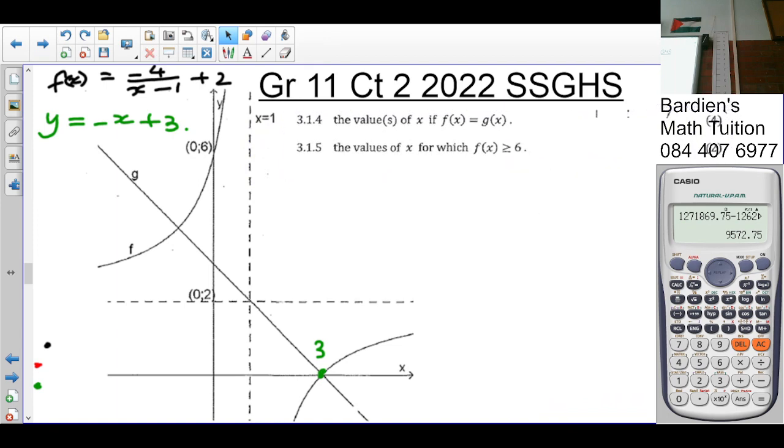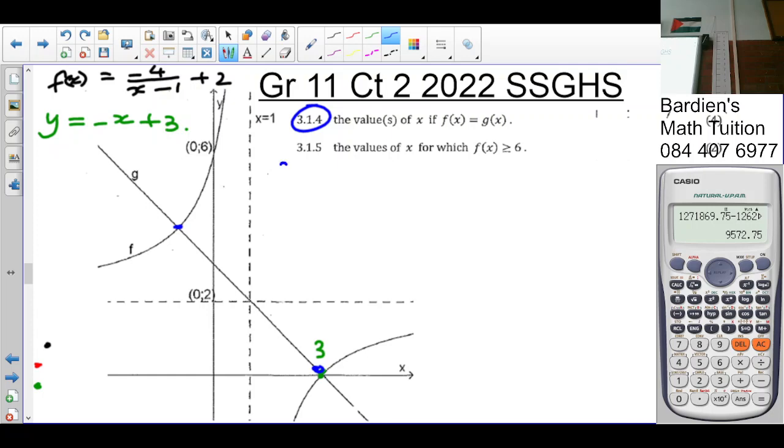The question says, determine the values of x for which f of x is equal to g of x. We know of one point already, which is this point, (3, 0). So we still need to work out that other point. So how do we work out the points of intersection?